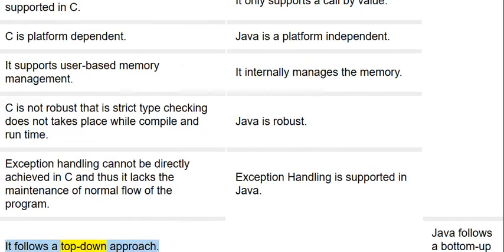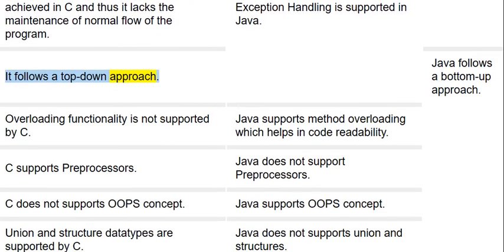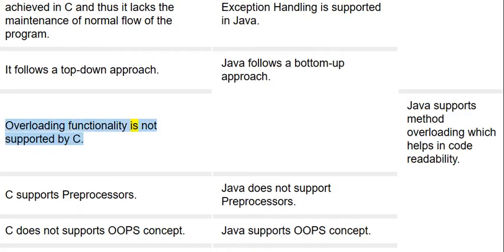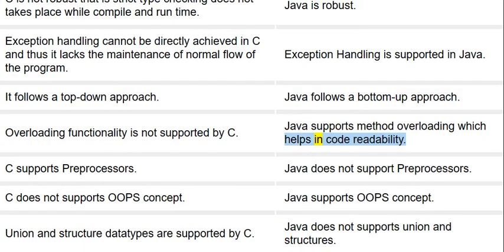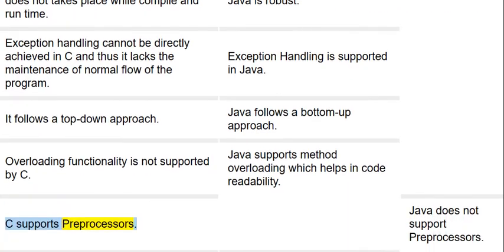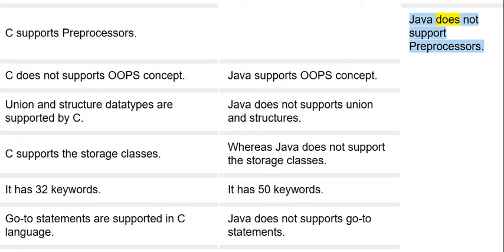C follows a top-down approach. Java follows a bottom-up approach. Overloading functionality is not supported by C. Java supports method overloading, which helps in code readability. C supports preprocessors. Java does not support preprocessors.